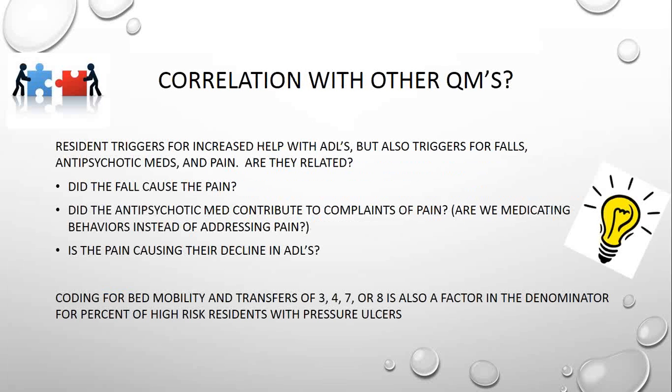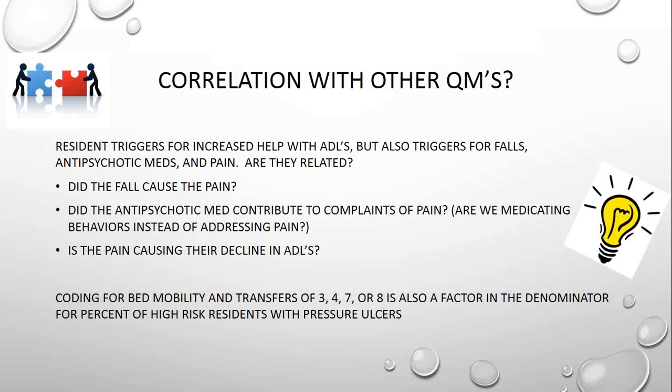And then the correlation with the other QMs, so the ADLs, resident triggers for increased help with ADLs. You need to also be looking at, are they triggering for falls, antipsychotic meds, and or pain? Are any of those things interrelated? Did the fall cause the pain? Did the antipsychotic contribute to the complaints of pain? Is the pain causing the decline in ADLs because they don't want to move? Did the antipsychotic med cause the fall?